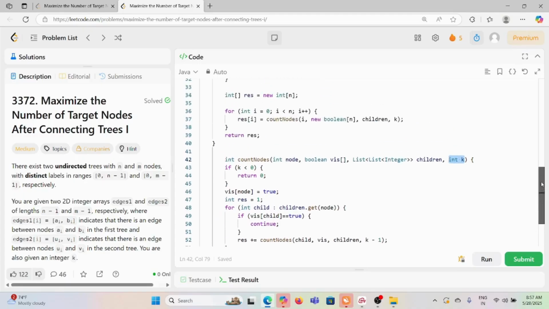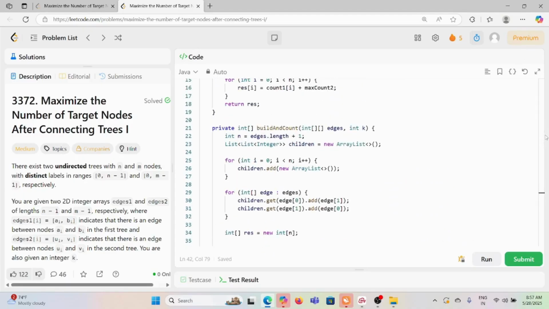Now this is count nodes. We have also written build and count. Why am I calling it build and count? Because we are only given edges, right? So from the edges we have to create the adjacency list. For that reason, n equals edge length plus 1. So these are the number of nodes. We are converting this edge list to the corresponding adjacency list.